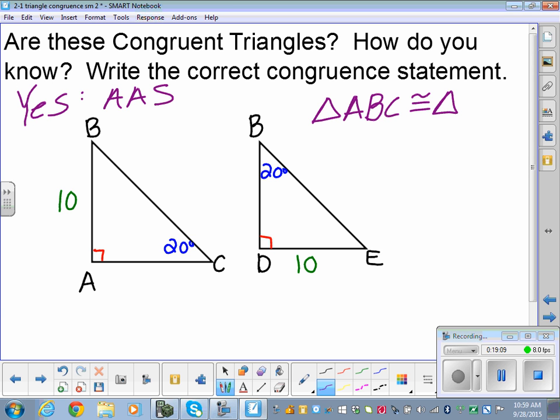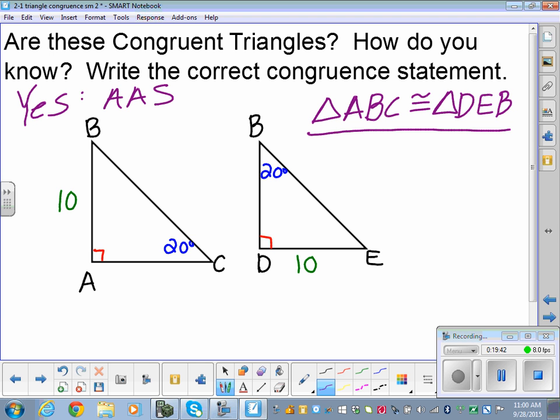Since you chose angle A to be first, you have to find the angle that matches up with angle A over here. So angle A is 90. On my other triangle, what's 90? D. So D must come first. They have to match up. And then we went to B next. B was our blank angle, right? So on the other triangle, what's our blank angle? E. So E's got to be next. And then C is our 20 degrees. What's our 20 degrees over here? B. So this is the correct congruent statement.